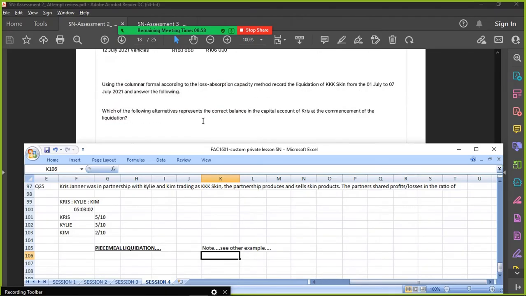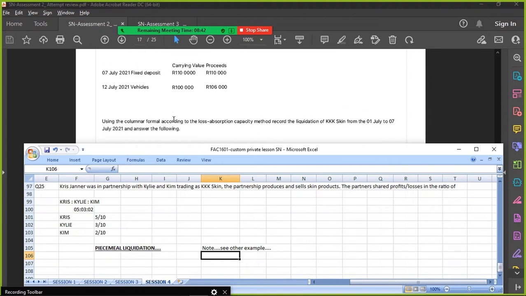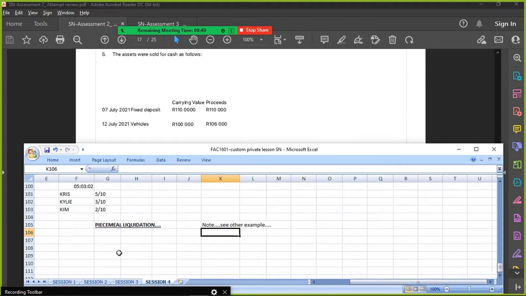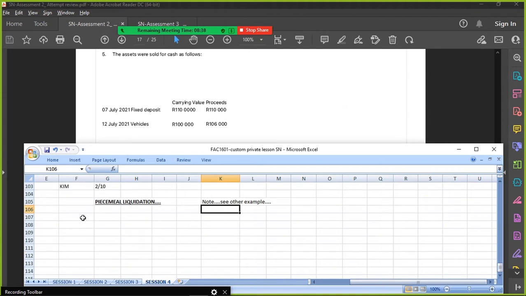All right. Okay, so which of the following alternatives represents the correct balance in the capital account of Chris at the commencement of the liquidation? Right. So at the commencement. So they don't want you to do the loss absorption capacity method. They just want you to look at the commencement. So before liquidation. Right. So that's quite easy. You're not going to draw up the whole table. You're just going to draw up part of the table.